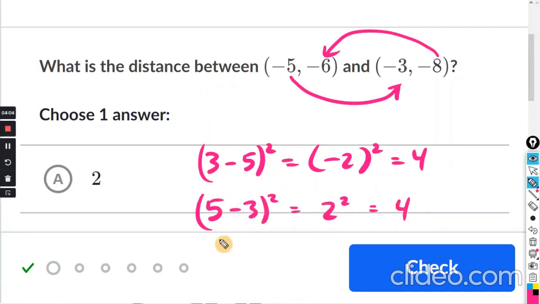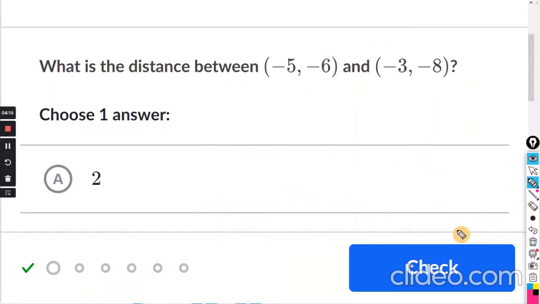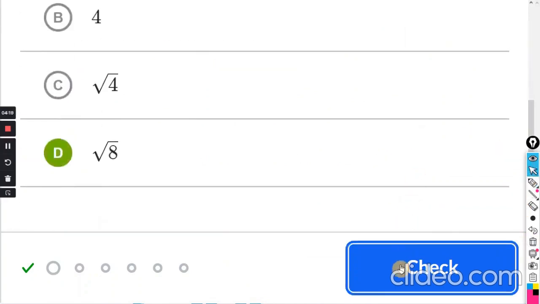And if you want to, you can always put the larger number first. This way, when you subtract, it will always be positive, okay? You don't have to do that, but it might make it a little easier. Anyhow, square root of 8 is the final answer.